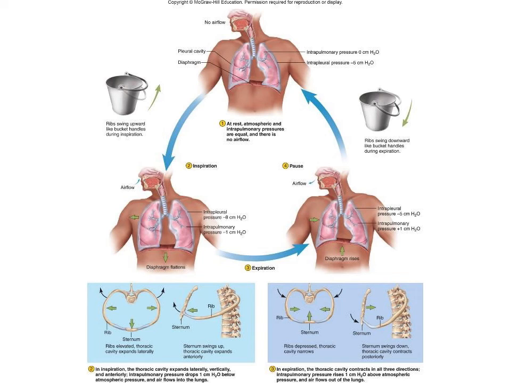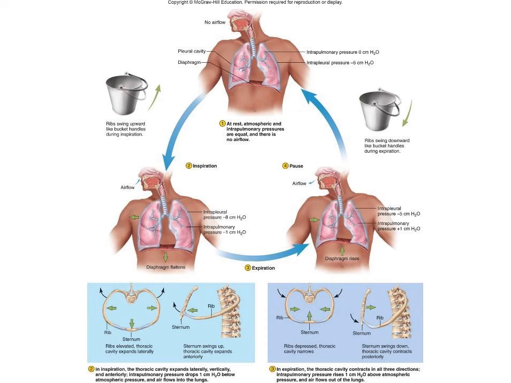And at this point, your intrapleural pressure is that -8 centimeters of water. However, your intrapulmonary pressure is back to atmosphere. You have inhaled enough air to increase the pressure in your alveoli back to 760 millimeters of mercury, which is why airflow stops. Once your in is equal to your out, air is not going to flow.